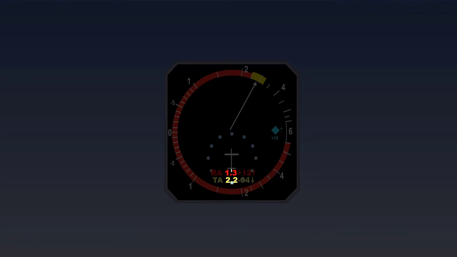The first figure is the range to the contact in nautical miles, and the second the height, including minus for below and plus for above, and the arrow signifying a climb or a descent of 500 feet per minute or more.